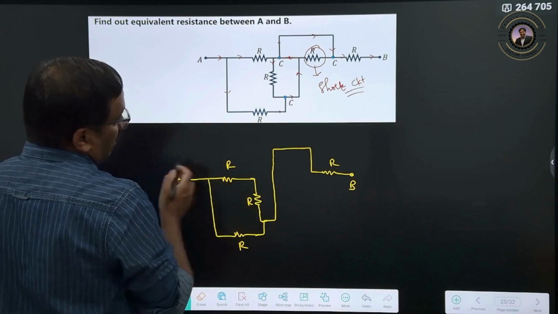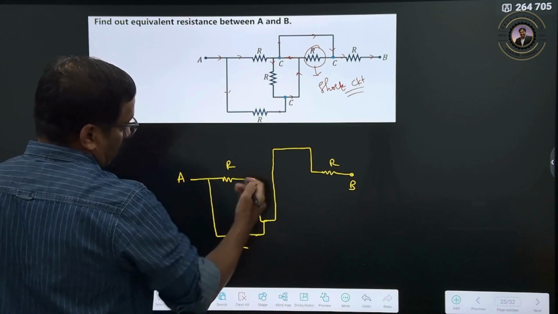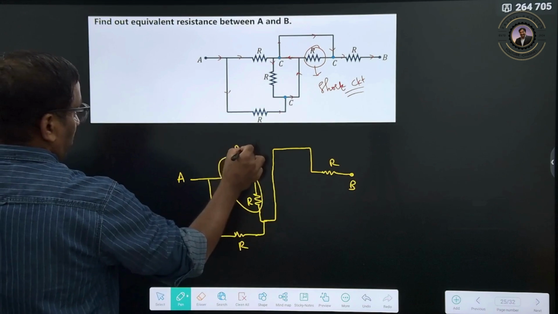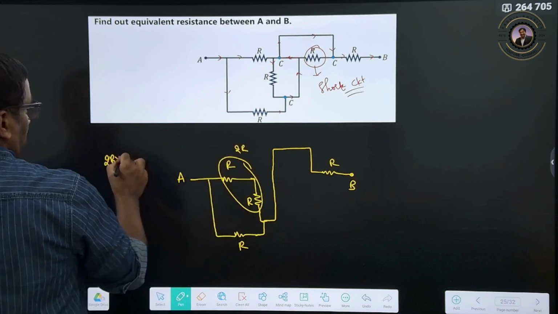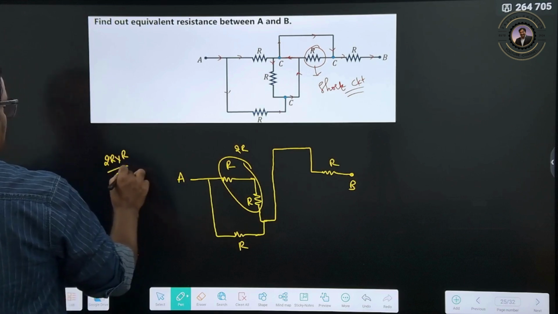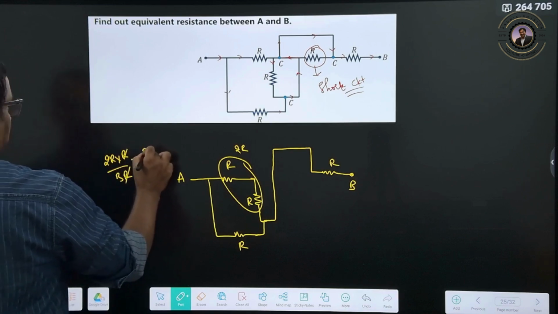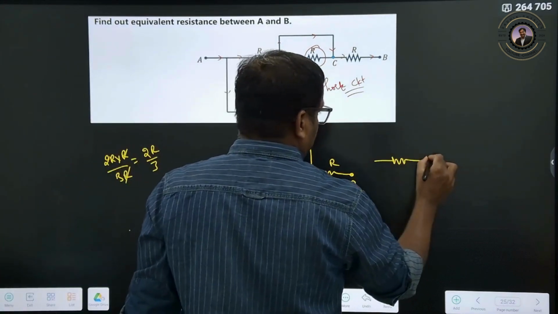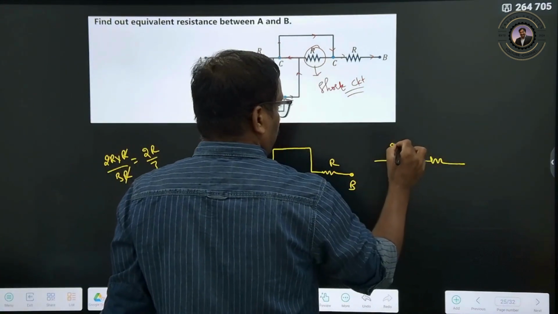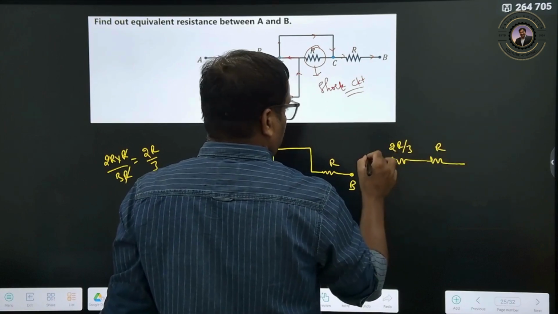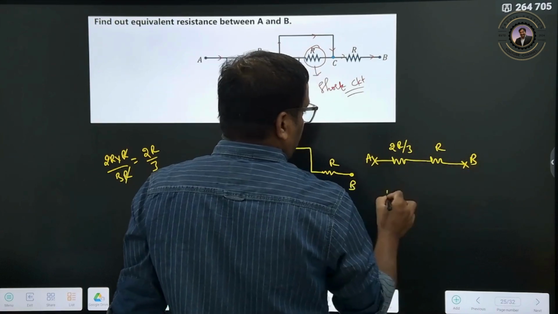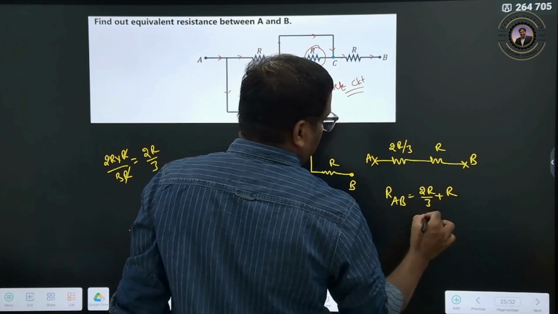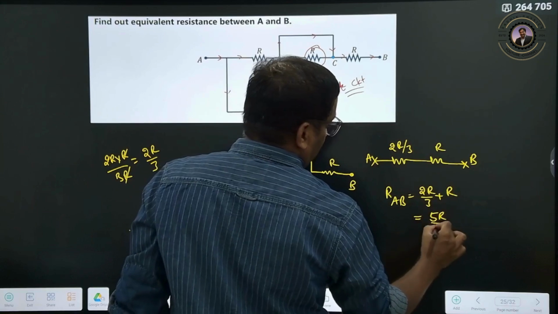Now these two are in series and this is in parallel to this one. Therefore series means this will become 2R. So 2R into R by 3R, therefore one R gets cancelled, 2R by 3. So now the circuit will become like this: 2R by 3, then R, A and B. R_AB can be written as 2R by 3 plus R, so 5R by 3 will be your answer.